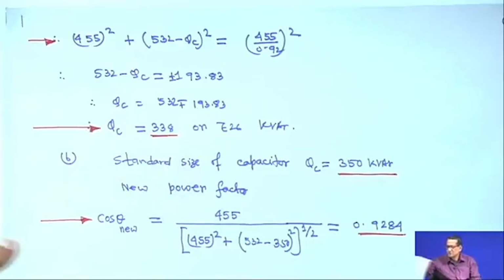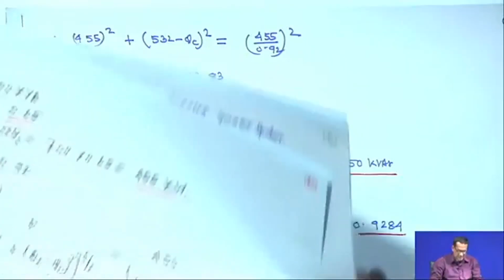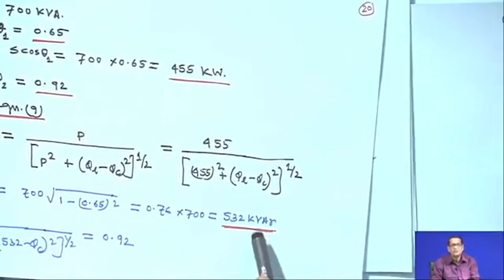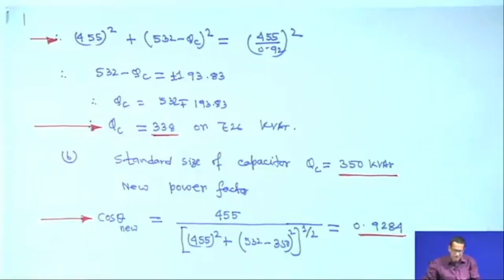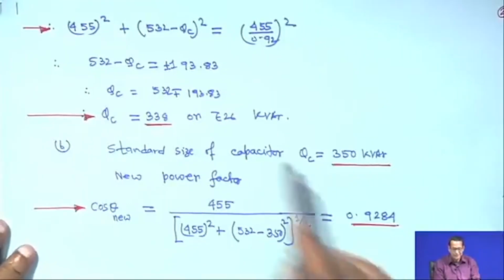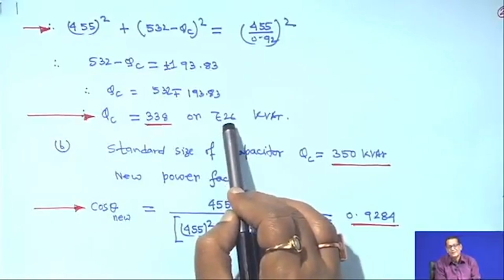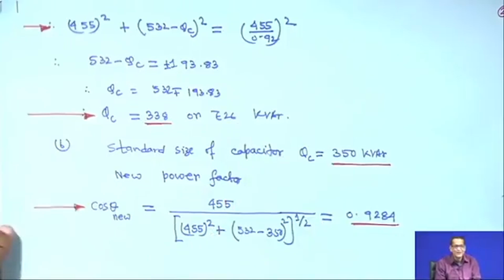But the load QL is equal to 532 kVAr. So, if QC becomes 726, it is more than QL, which is 532, so it will operate at a leading power factor.